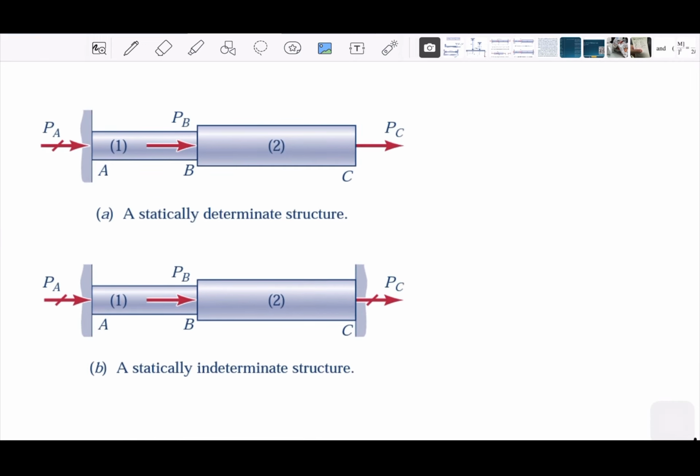If you see these two pictures, A and B, A is a statically determinate structure, B is statically indeterminate. Which means that if you use statics to determine the forces inside the structures, for A we could easily do it, because there will be two forces, and then we have these structures here. But the second one is attached to the wall, so we are not sure how to know this part. So we say this is an indeterminate structure.